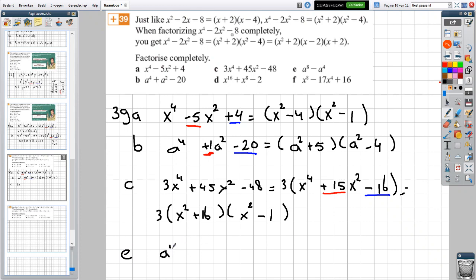E: a to the power of 8 minus a to the power of 4. I would suggest that you first take out your common factors outside of your brackets, which is a to the power of 4 here. Which leaves me with a to the power of 4 here. a to the power of 4 times a to the power of 4 is a to the power of 8, minus 1. Right? a to the power of 4 times minus 1 is minus a to the power of 4. Now, I can write this like this. a to the power of 4, I'm going to rewrite it like this.